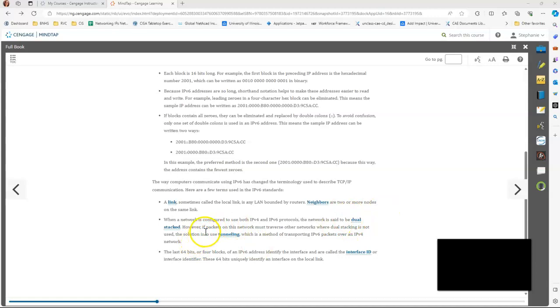If you're doing dual stack, you can also do what's called tunneling, and that is just transporting IPv6 packets over an IPv4 network. In my Cisco class, we talk a lot about that.